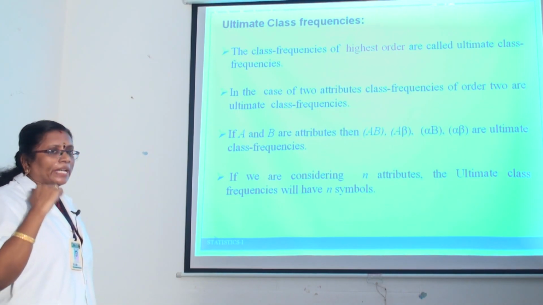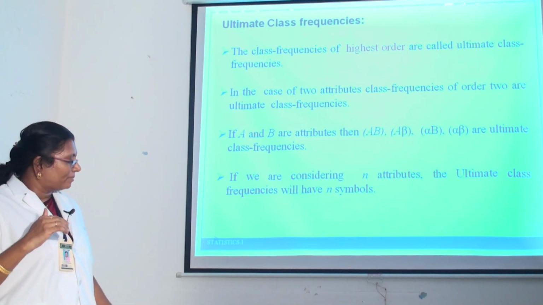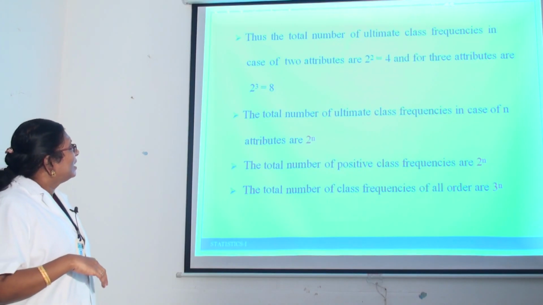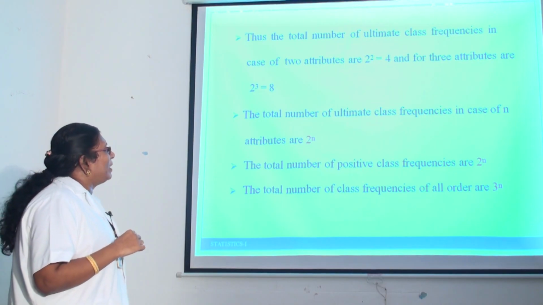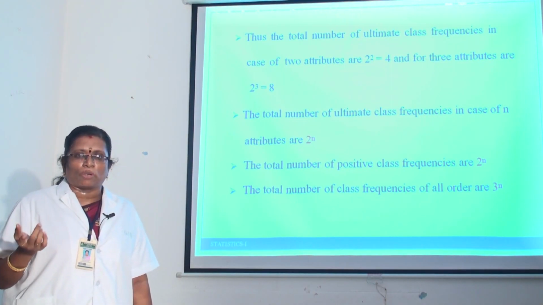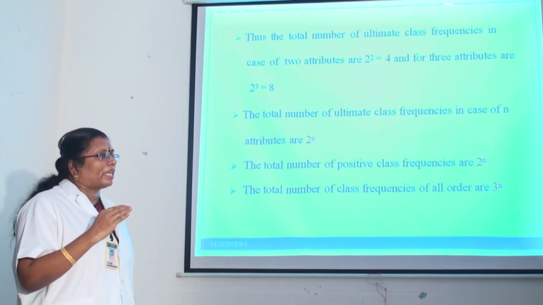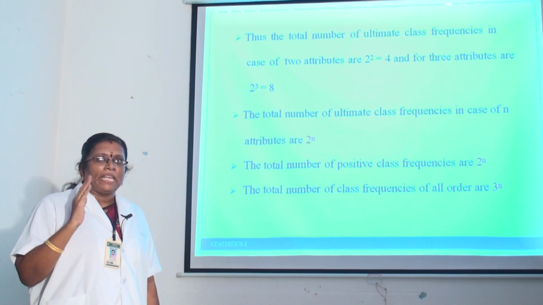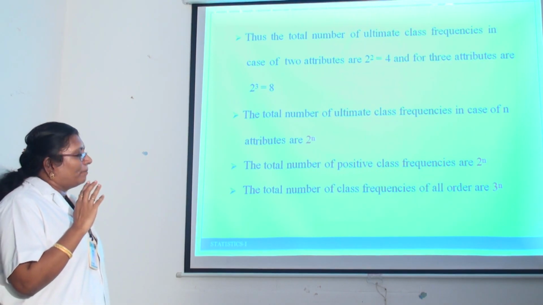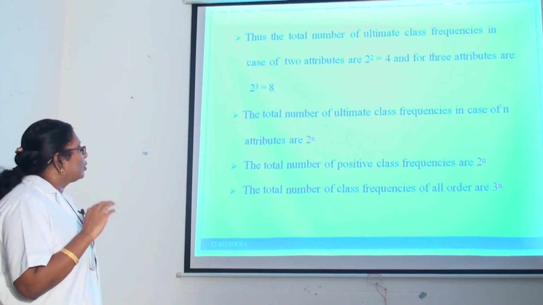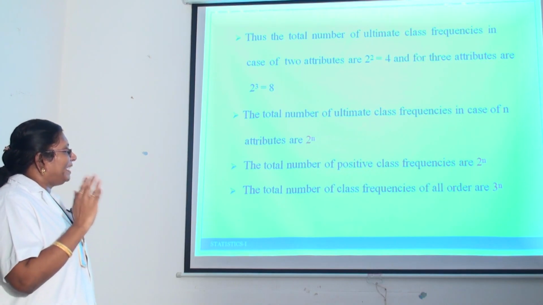Suppose we are considering n attributes, the ultimate class frequency will have n symbols. So here it comes mathematically. Suppose it is 2 attributes, then we will be having 2 power 2, that is equal to 4. Suppose 3, 2 power 3, it is 8. So the total number of ultimate class frequencies in case of n attributes is 2 power n.